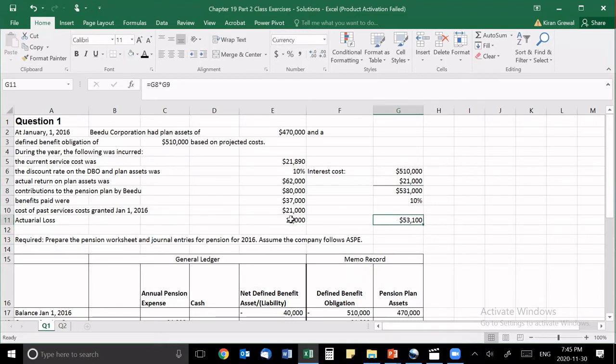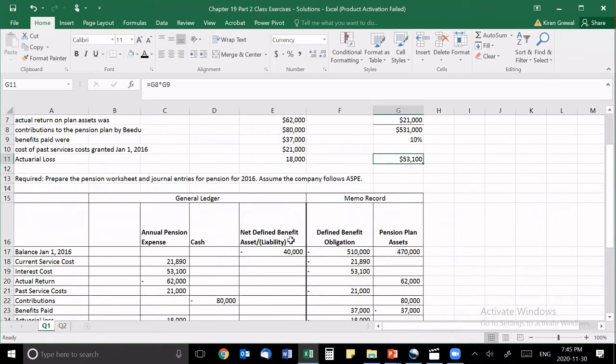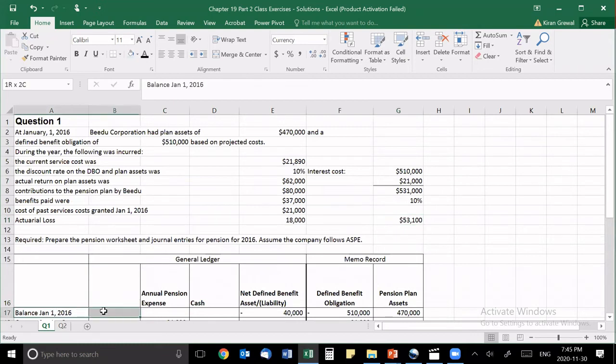All right, so let's go and do our schedule now. Input everything into our worksheet. Okay, so first we're going to start with the balance of January 1st, 2016.